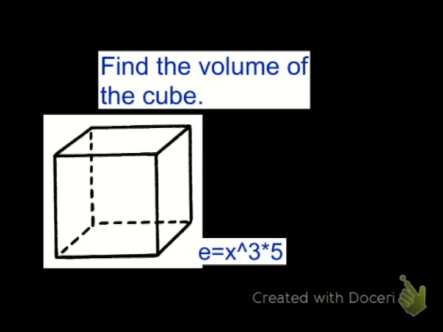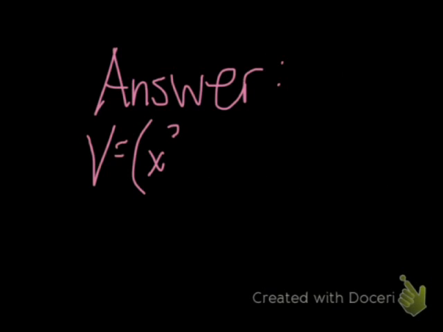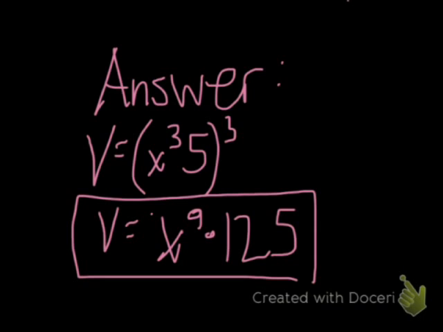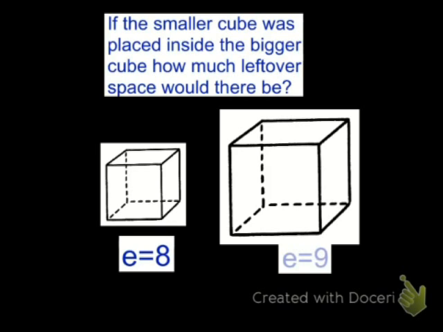So now you try. Try to do this on your own. Okay. So find the volume of the cube. The edge is x to the third times 5. So let's see what you guys got. Pause. Do it. Come on. Pause the video. Do it by yourselves. Don't wait for us to go next. Okay, guys. Let's go. So the answer is x to the 9th times 125. Got it? Good.